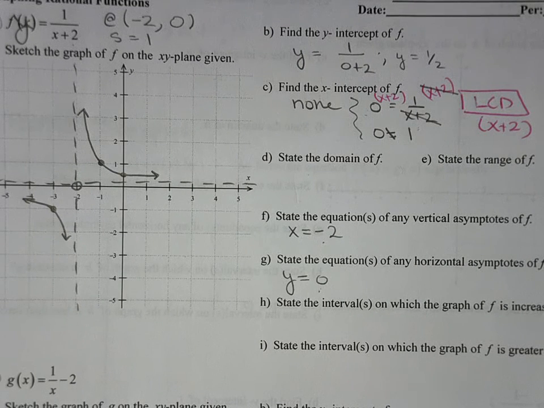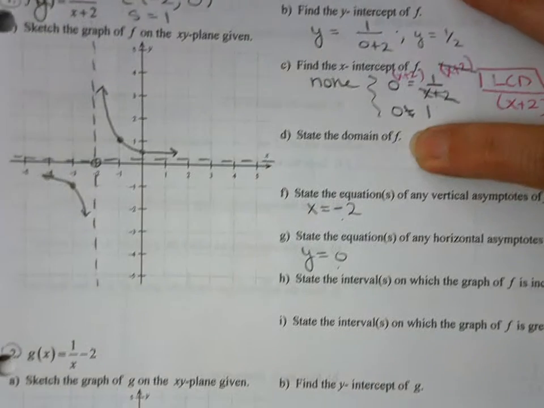Okay, so now I want to state the domain and range. So just as a reminder, our domain is left to right. So I'm going to do each branch at a time.